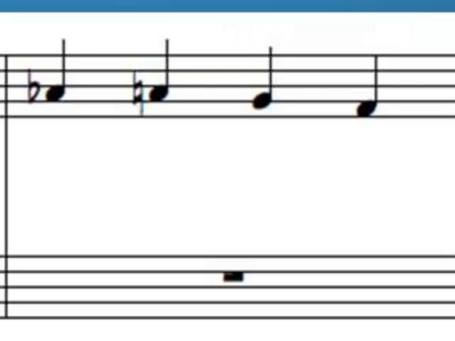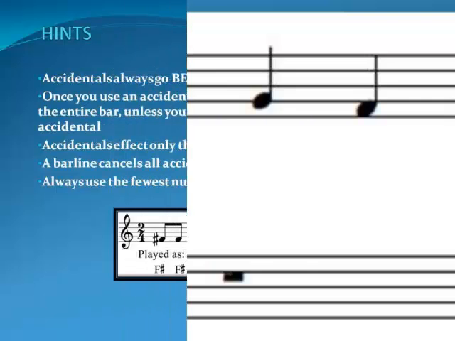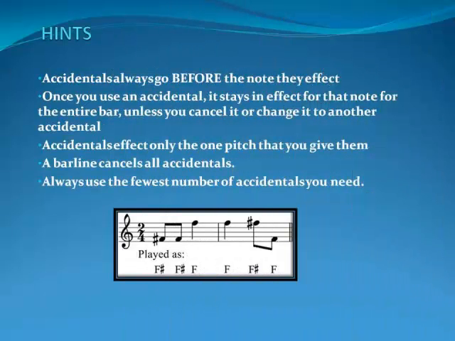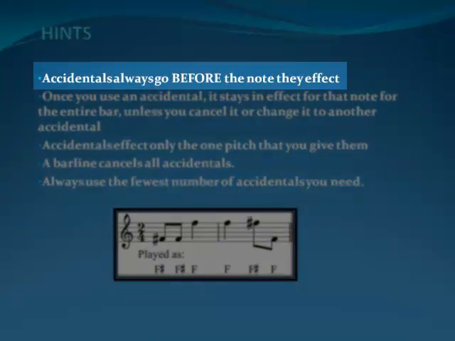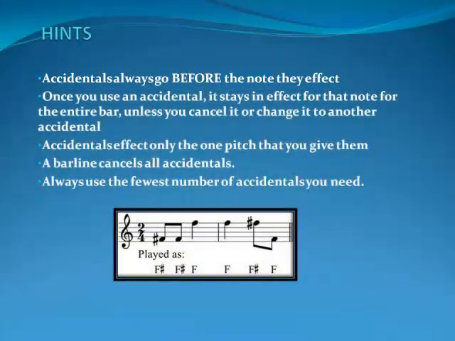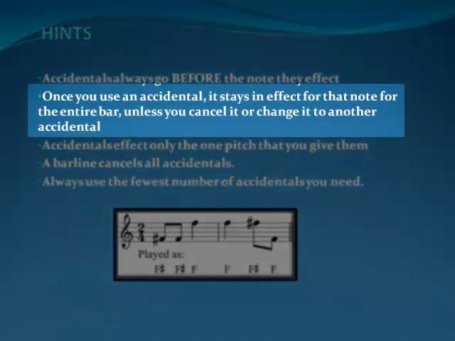Let's just review some of the hints for accidentals. Always write the accidental in front of the note. Otherwise, you'll have played the note before you realize it has been altered. Remember, the accidental affects the entire measure unless you change it or cancel it with a natural. Accidentals only affect the one pitch that you give it.